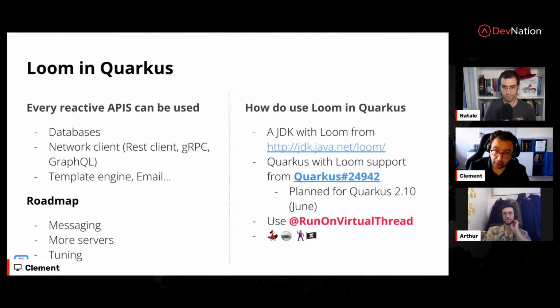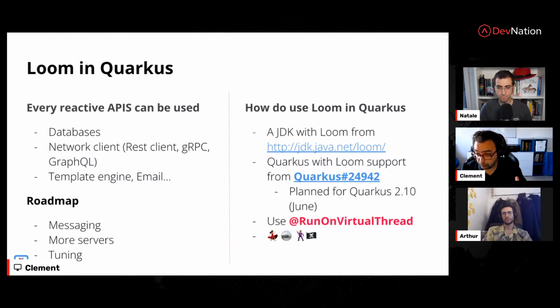How to use Loom in Quarkus today? Well, you go on jdk.java.net/loom and you download the JDK previews. That's going to be Java 19 with Loom support. Then you go to this pull request and you build it. It has been rebased yesterday by Azure, so you have the very latest Quarkus, and we plan that for Quarkus 2.10. Then you just use @RunOnVirtualThread, and you're good.